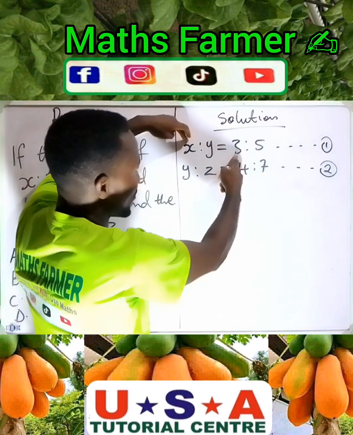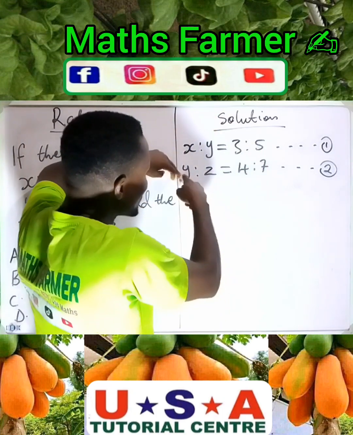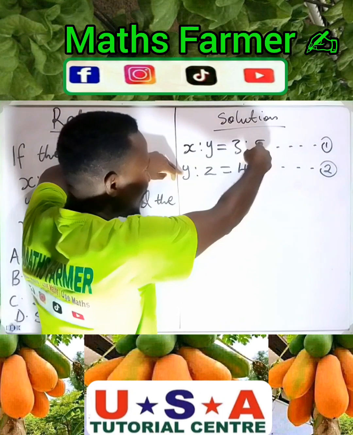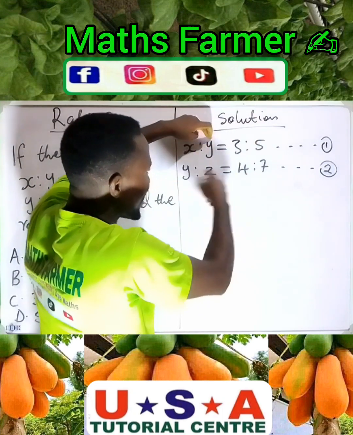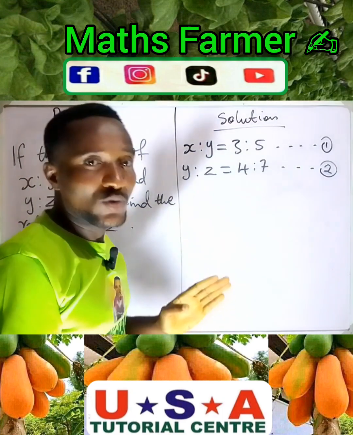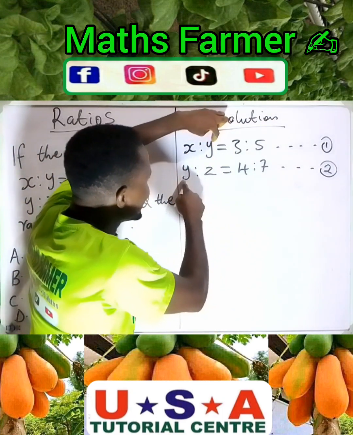So that means 3 is for x, and 5 is for y. If you come here, we also have y. But the value of y here is 4, instead of 5. The value of y here is 5, while the value of y here is 4. So our intention is to make them the same before we can talk about the ratios. We have to make the value of y the same.